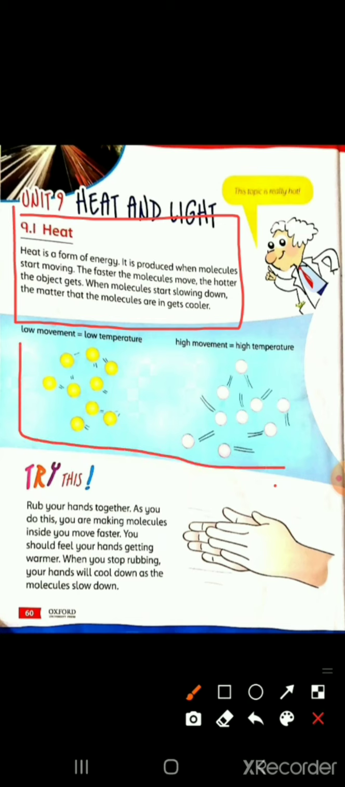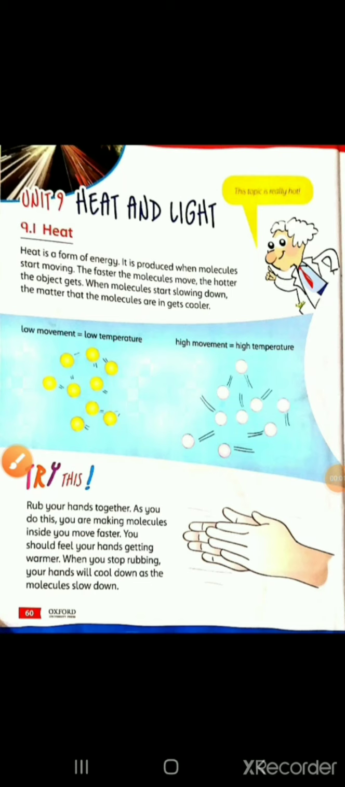Now look at this diagram. Low movement, low temperature; high movement, high temperature. With the help of the diagram, I will explain this whole paragraph and this diagram as well. You all know that heat is a form of energy and it is produced when molecules inside the matter start moving faster.